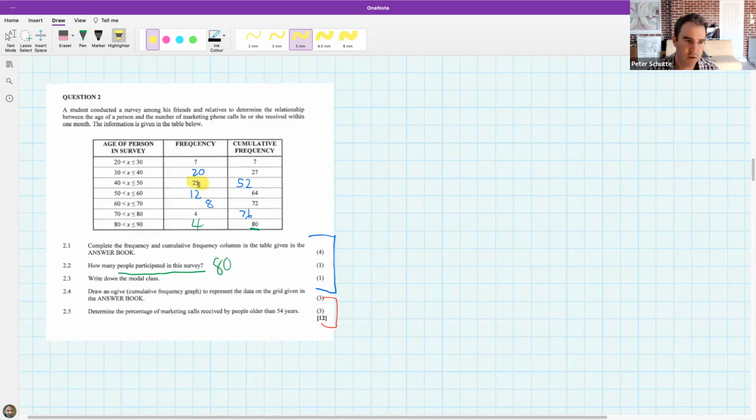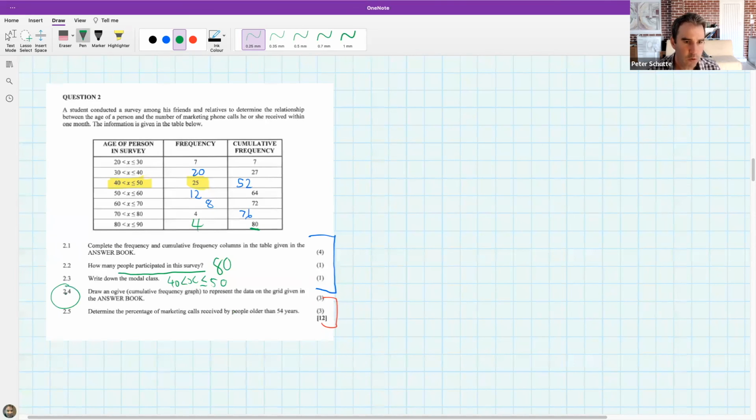25 is the highest frequency. And so the modal class would be 40 to 50, or the way they've written it here. I suppose we should write it like this. Like that. Perfect.